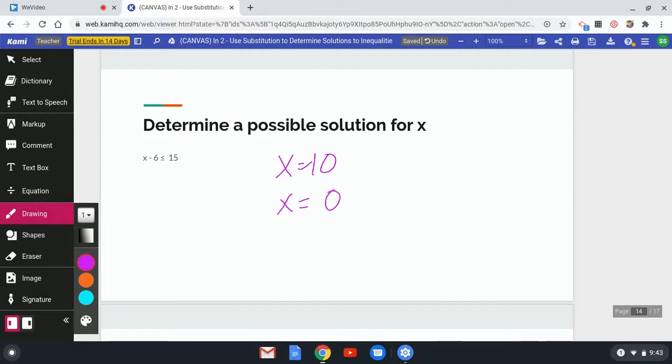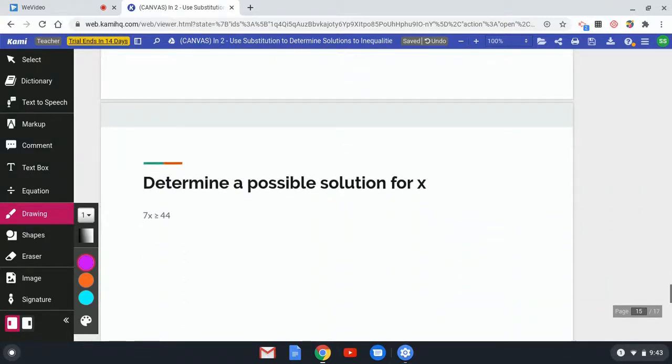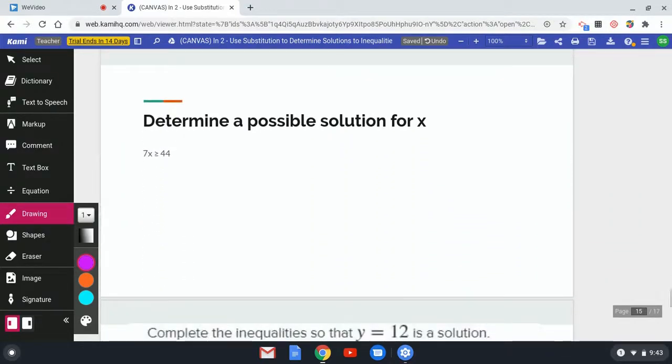What if I put 0? 0 minus 6 is negative 6. Negative 6, is it smaller or less than or equal to 15? Yes. Okay. Lots of different possible solutions. I'm sure you came up with one that I didn't. Go ahead and pause and see if you can come up with something for this one.